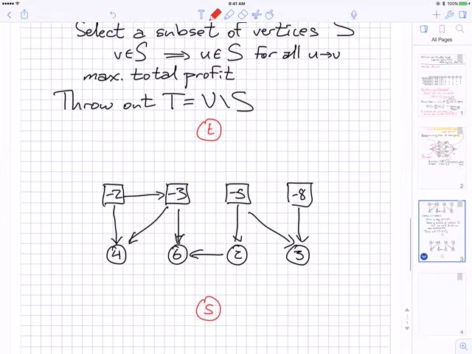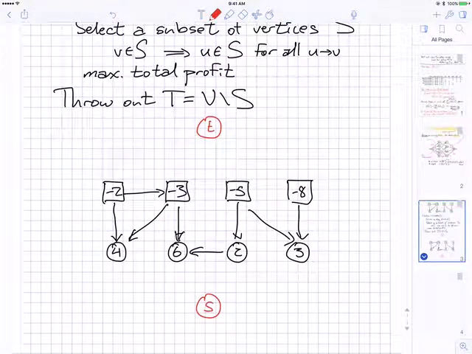Now, somewhere here, I'm going to define a cut between S and T, but I need to enforce the condition that if I choose any vertex to be in S, then every one of its predecessors must also be in S. Maybe how I might do that.